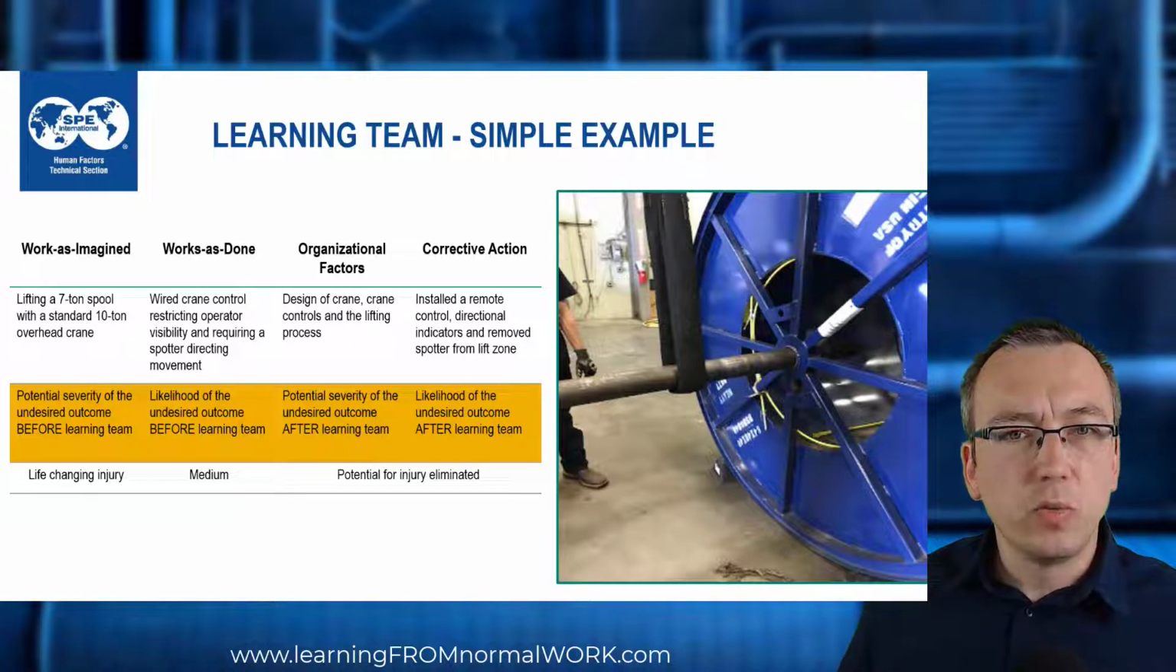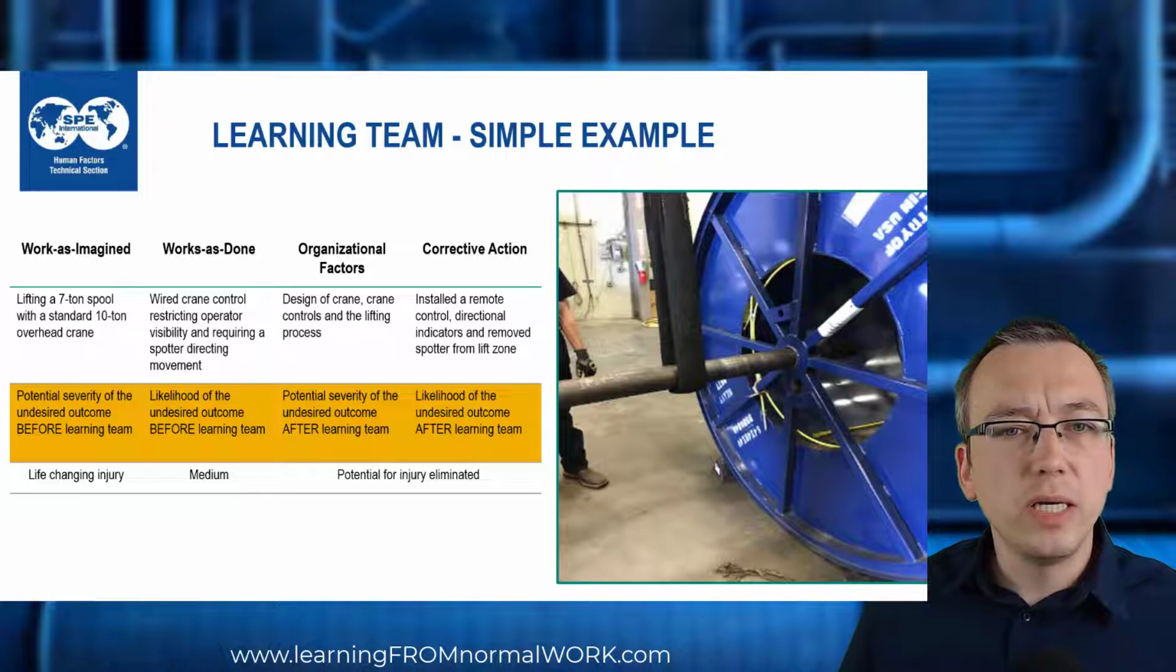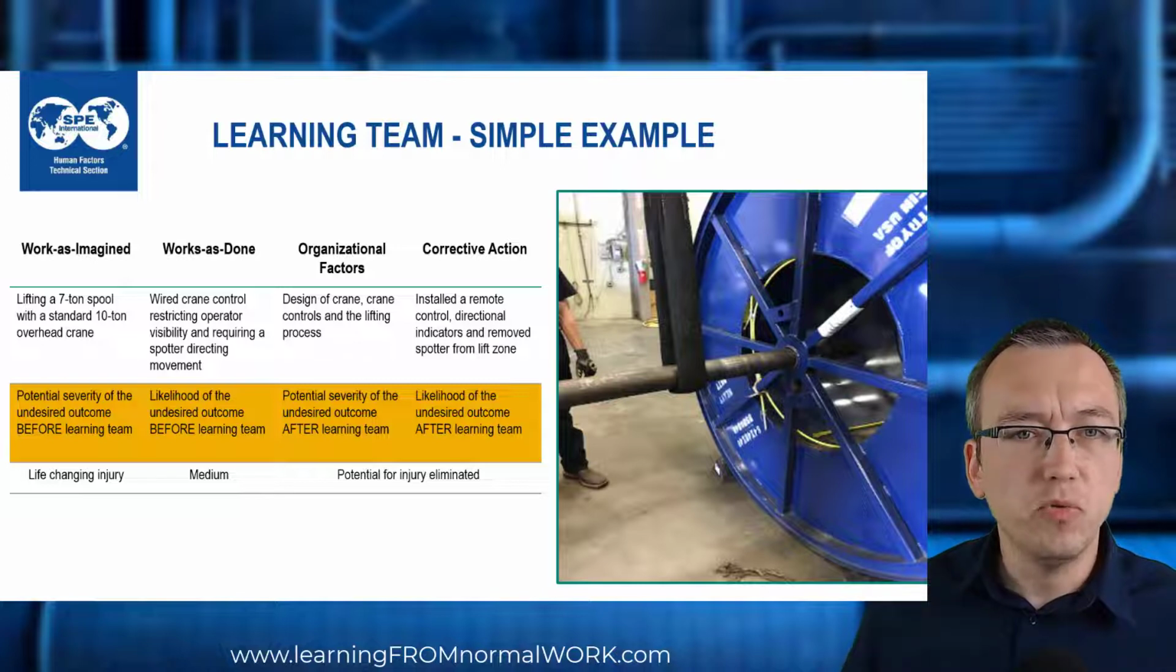The spotter was on the other side of the spool and it was difficult to see each other, so they had to use verbal commands. When we started looking at the crane controls, it had left, right, forward and backwards type buttons on there. So depending on the orientation of the spotter versus the crane operator and the limited visibility, you could easily make a mistake in the direction you wanted the crane to move.